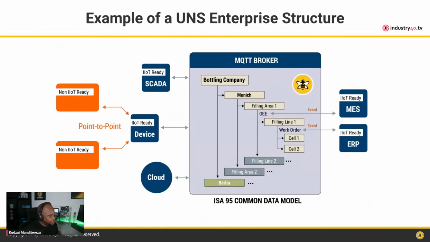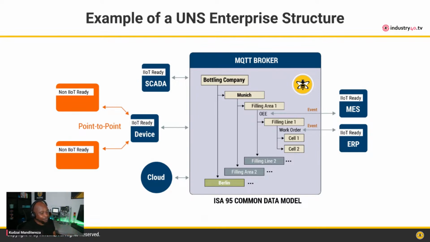I'll show you an example quickly of how that looks. This is an example of a unified namespace enterprise structure. The example we're using is that of a bottling company. If you've got a bottling company, the top-level name would be your enterprise name, right? And then from there, you go to your site. If you've got two different sites, one in Munich and the other in Berlin, this is what you put in the second level of your hierarchy.